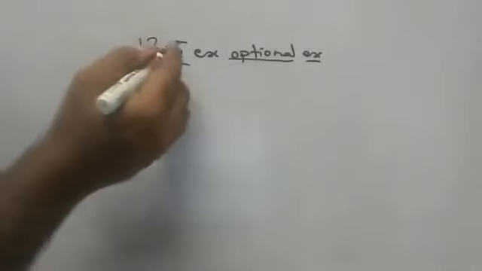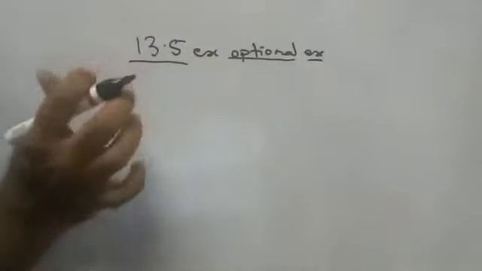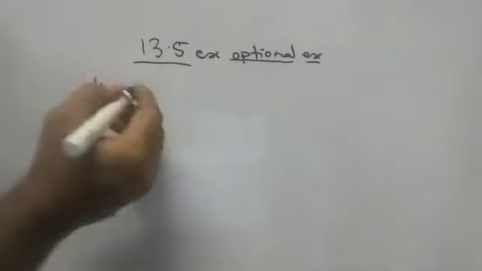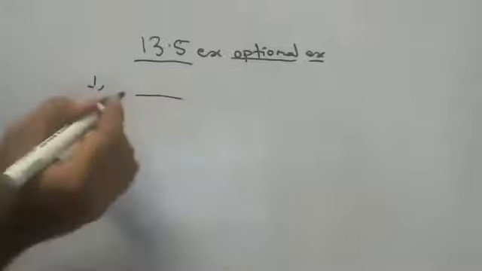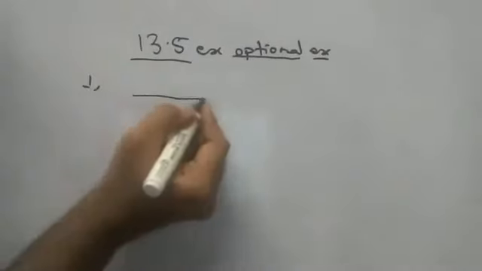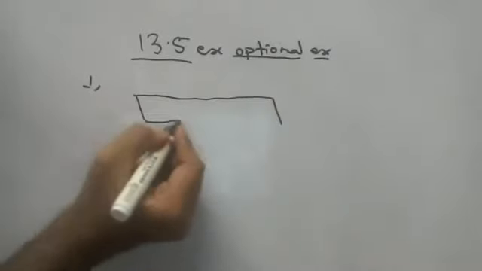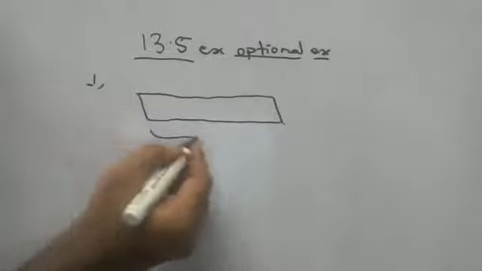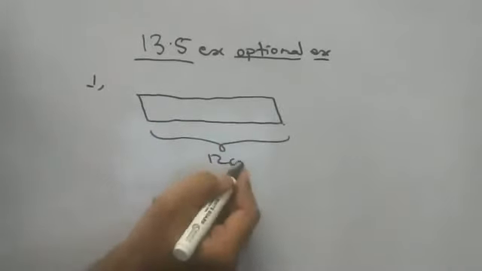Exercise 13.5 optional, surface areas and volumes. First sum: there is a copper wire 3 mm in diameter wound around a cylinder. This is a cylindrical pipe-like thing whose length is 12 centimeters.